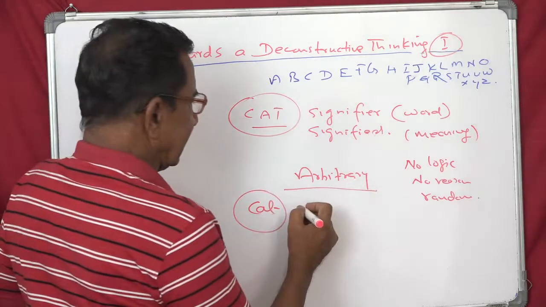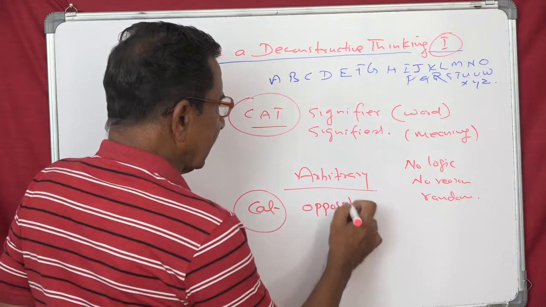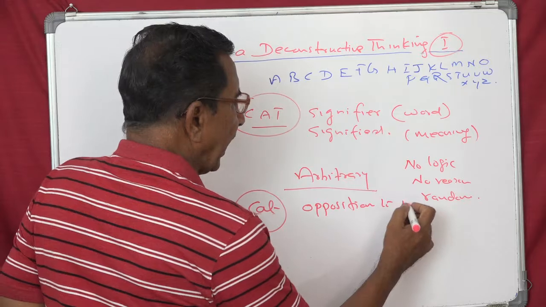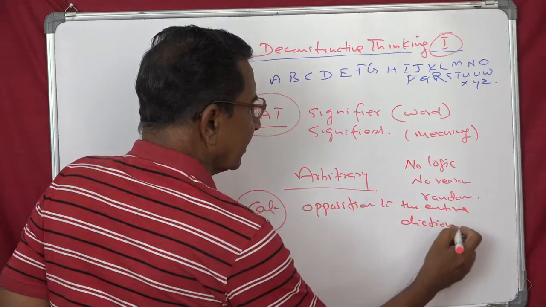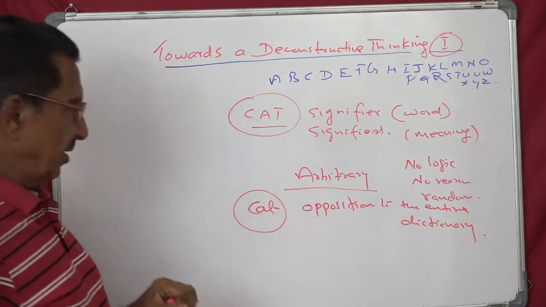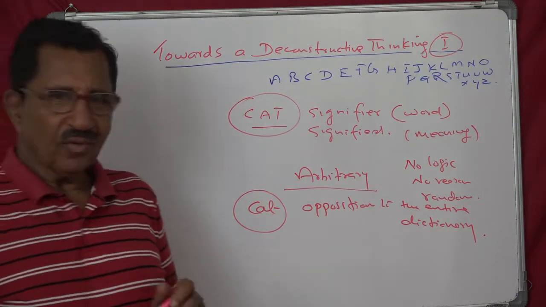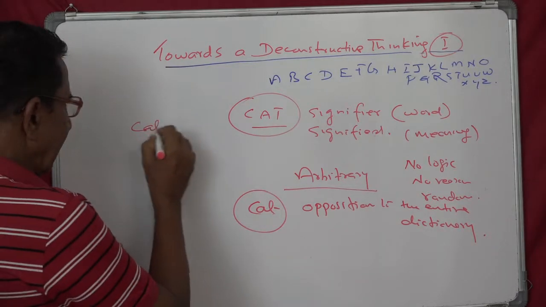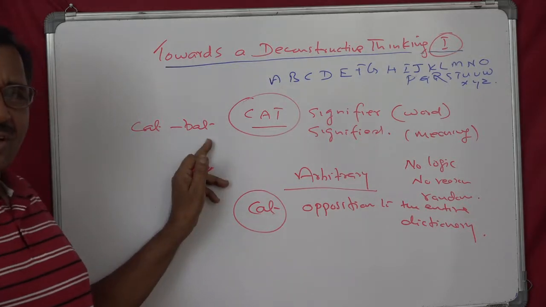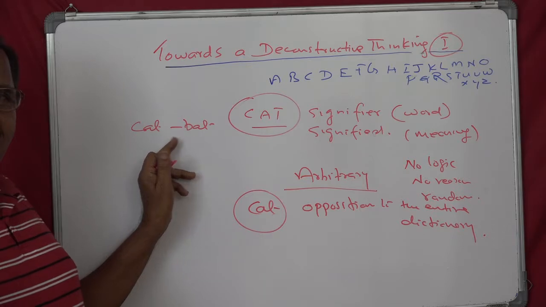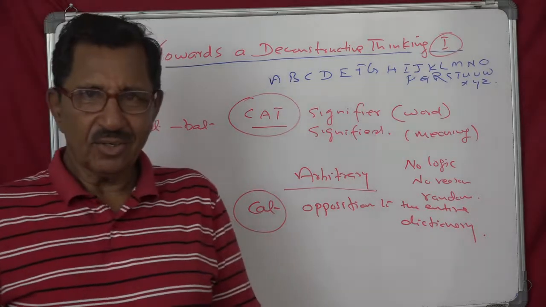Second is, it stands opposed to, or stands in opposition to the entire dictionary. No other word you will find in the dictionary as cat. Therefore, when you say cat, you understand this as cat because cat is not bat. You understand bat because bat is not cat. That's all. Understand? So what is in the word?